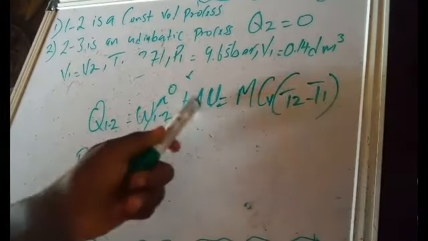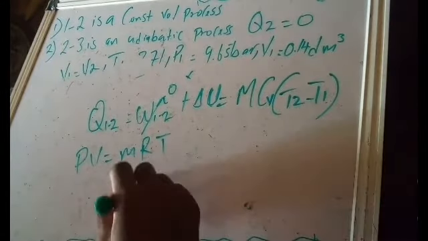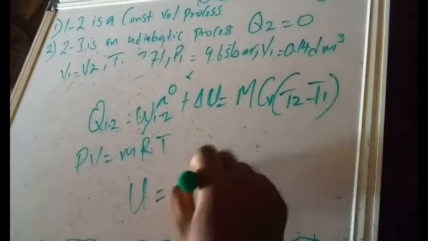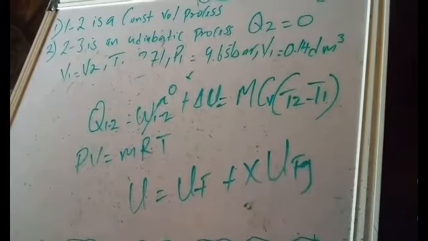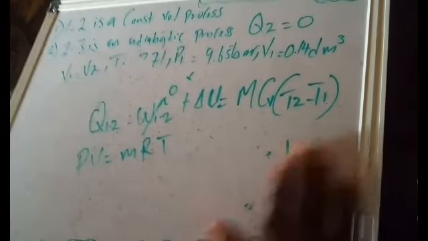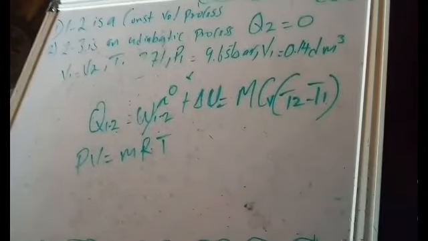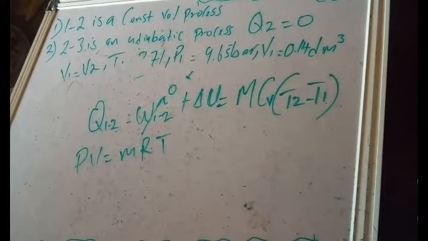This change in U, if we were given x, that is to say the quality, we would have used u equals uf plus x ufg. That's if we were given x. Do you understand what I'm saying? So we have to just look, open your eyes, learn formulas. There's no easy way about this. You just have to sit down and learn it.